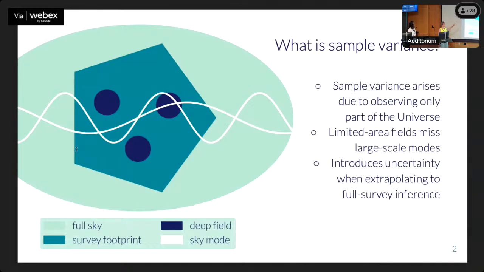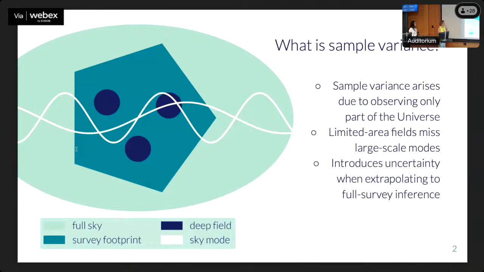The second problem is if we think about the modes, which are represented here, oh, there's a laser, awesome. Let's say you have this mode, so you can see that your deep fields are not capturing the full information from the mode because the mode is too big. And you can also think about the problem if your patch, which is overblown, in reality it doesn't look like this, is lying on a part of the universe where there is a void or some overdense region, so it's not really representative of your sample.